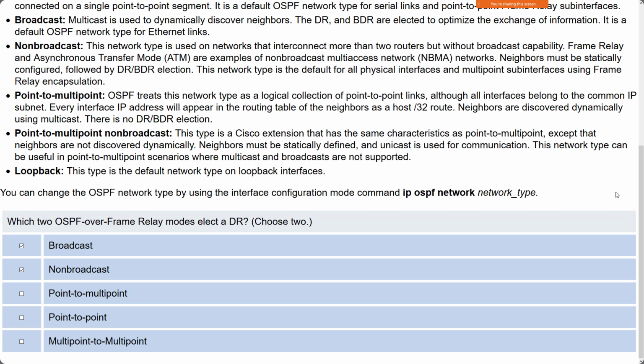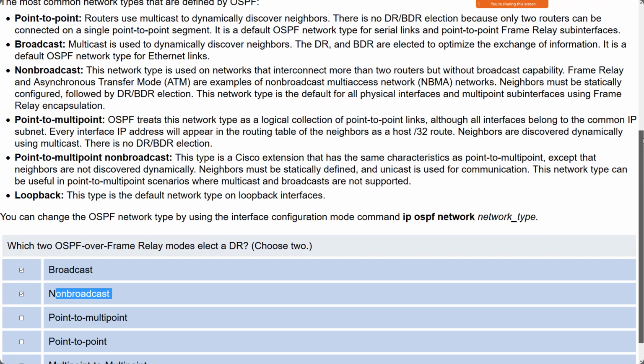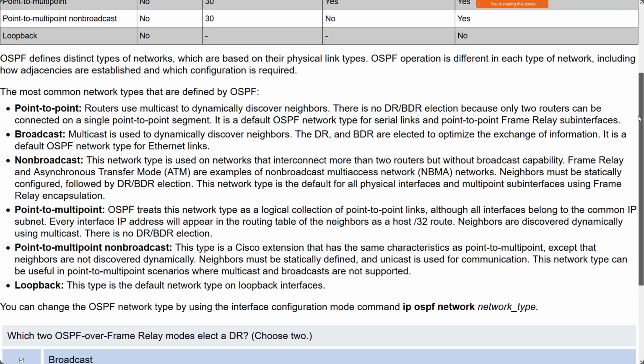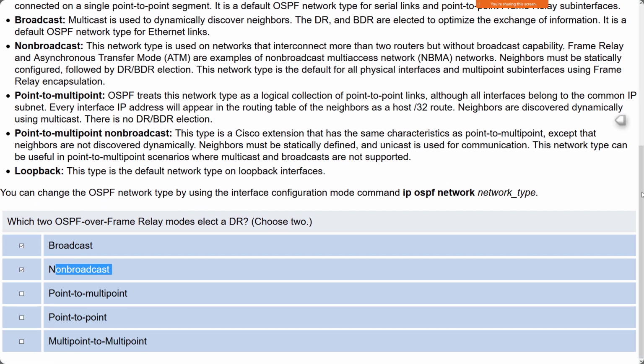Okay? By the way, non-broadcast is X.25, Frame Relay, ATM. These are examples of networks that traditionally didn't support broadcasting, even though you could get them to do broadcasting if the service provider was going to allow it.